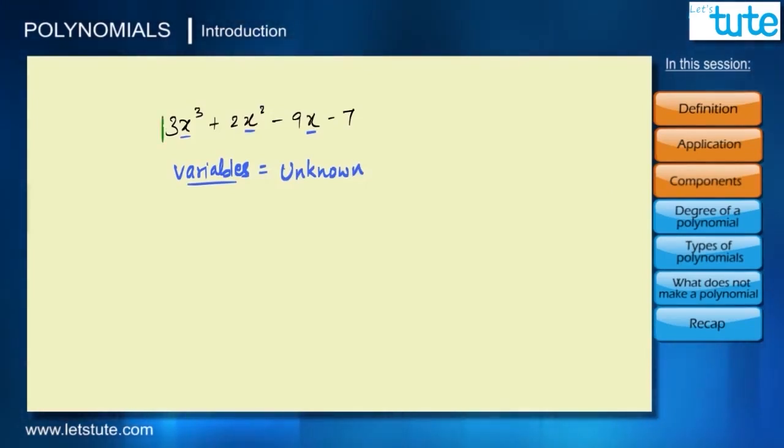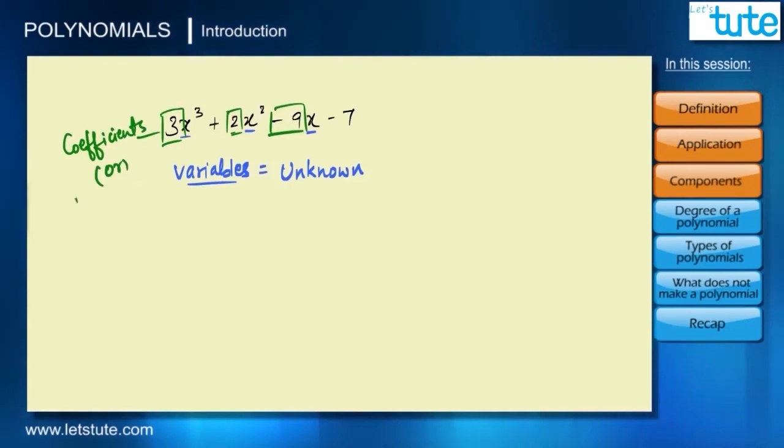Then these numbers that we see right in front of these variables are nothing but the coefficients. We also call them constants because they have a particular value. In this case it is plus 3, then plus 9, then we have minus 2, then we have minus 7.